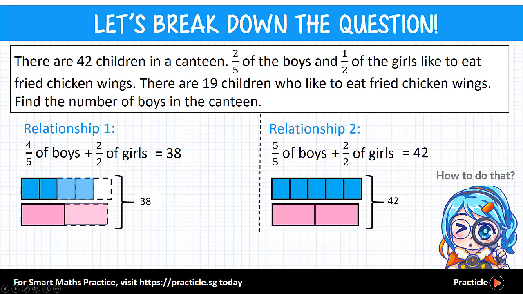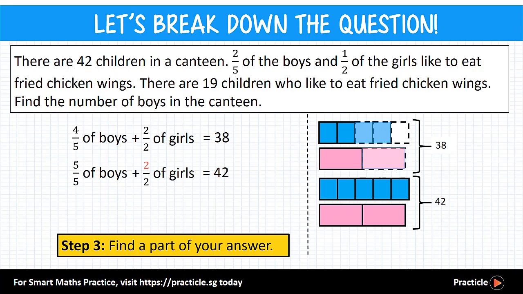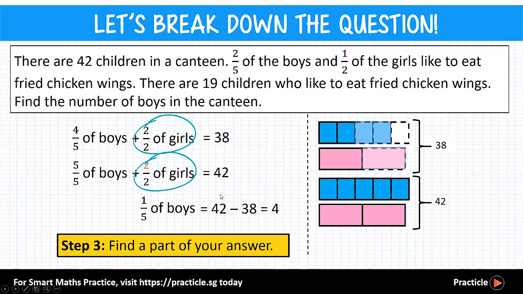Are you ready to solve the question? The next step that we are going to take is to subtract. And you realize that when we subtract our new relationship with relationship 1, you get something like this. 5 over 5 of the boys, okay, minus 4/5 of the boys would give us 1/5 of the boys, correct? And then you notice something magical happening, okay? Here we have 2 over 2 of the girls, and when we subtract 2 over 2 of the girls in this sentence over here, what happens to the girls? Poof! They disappeared. And then for the last part, 42 minus 38, this would give us 4.